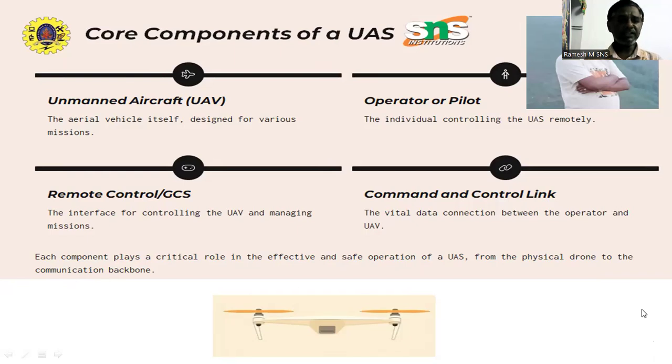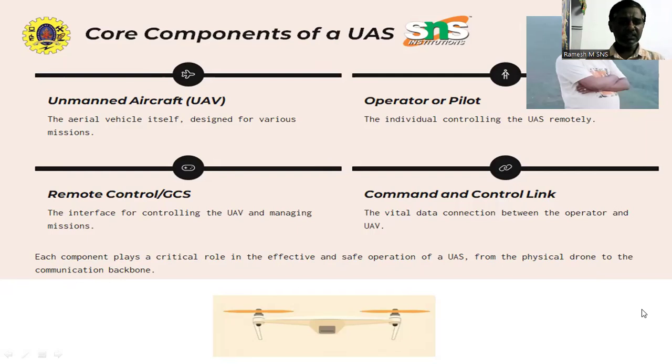Additionally, onboard batteries or fuel tanks serve as the power subsystem, supplying the energy to the motors and electronic components. Next, the ground control station, this is called the GCS. It serves as the command and monitoring center for UAS operations. Depending on the complexity of the system, a GCS can range from a simple laptop-based interface to a sophisticated cockpit-like station with multiple screens and joysticks.